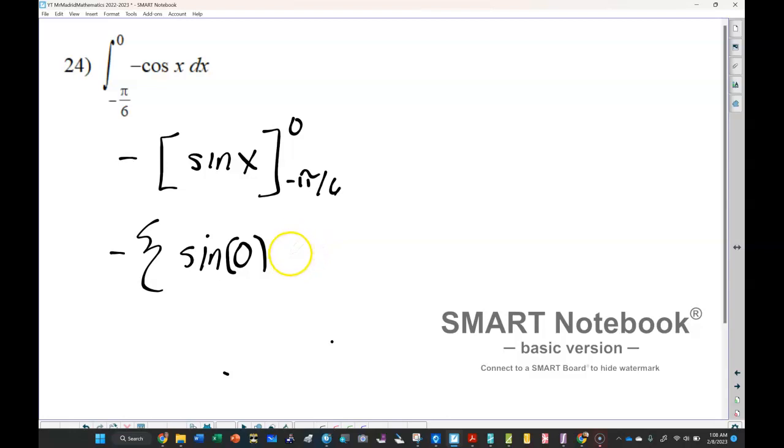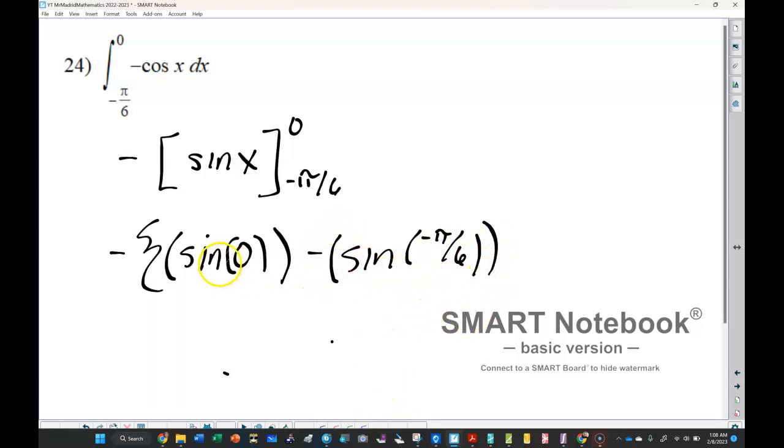And then we're going to go ahead and have minus sine of -pi/6. That's our f of a. This is our f of b. And let's go ahead and plug away. Let's see here. So again, maybe not the best use of the brace. I hope I don't regret it, but I do like the symbol.